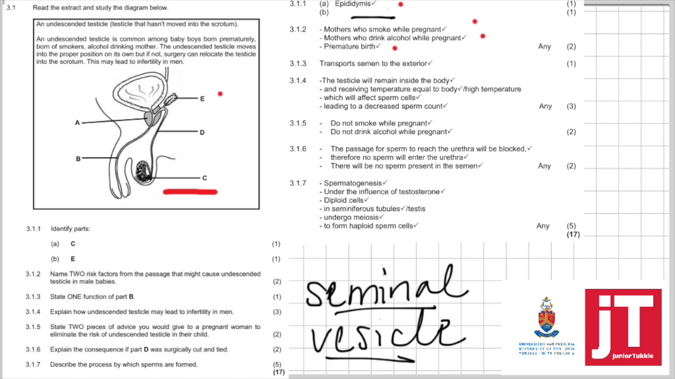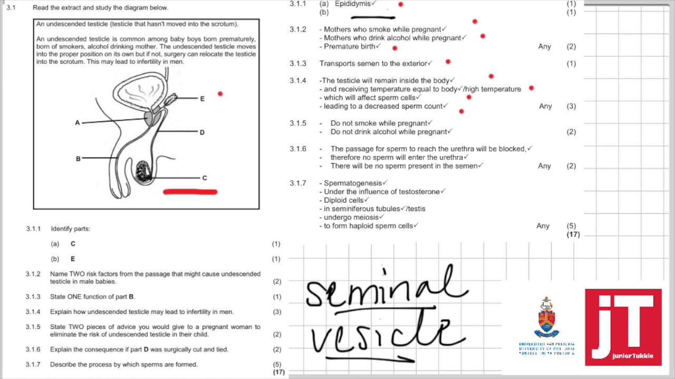3.1.3. State one function of part B. Part B is the urethra, so it transports semen to the exterior. Right. 3.1.4. Explain how undescended testicle may lead to infertility in men. So the testicle remains inside the body and receives a temperature equal to the body. So the body temperature and the testes are the same, and this will affect sperm cells, leading to a decreased sperm count. Because remember, the body temperature is too high for spermatogenesis. The testes have to be 2 degrees below body temperature.